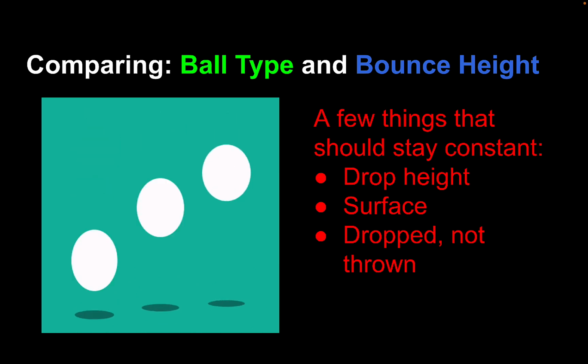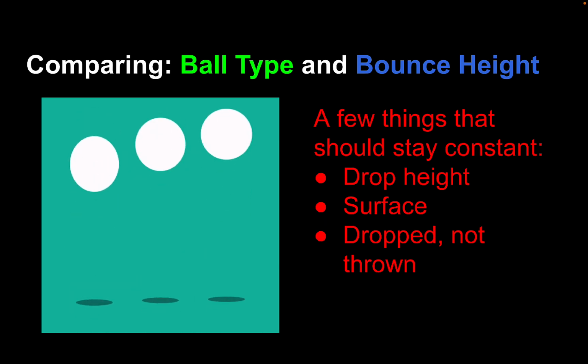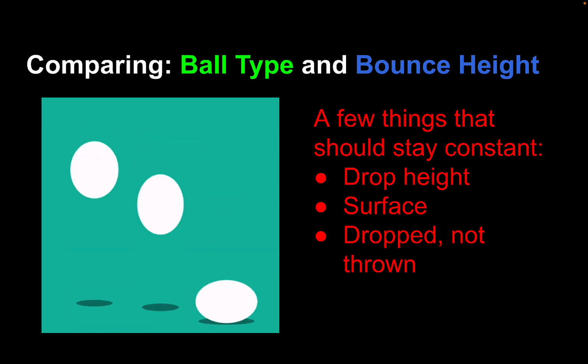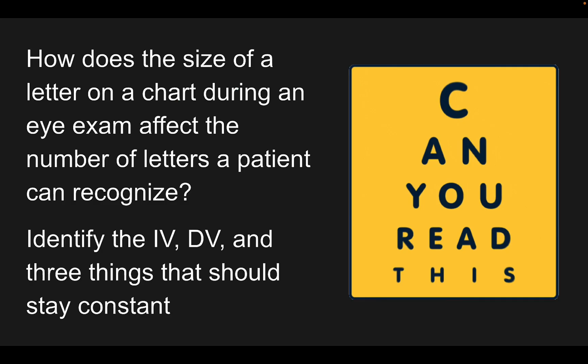But the most important thing is that when we're comparing the independent and dependent variables, we want to make sure that everything else stays the same. So let's do an example together.